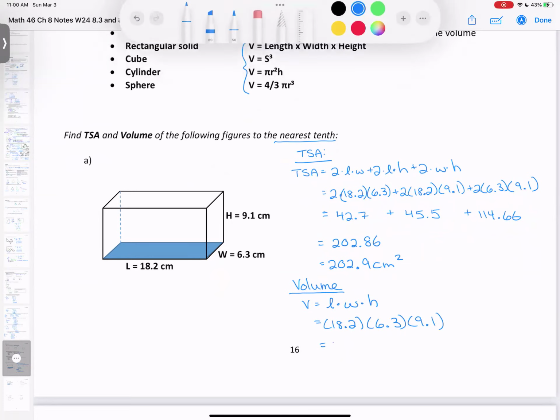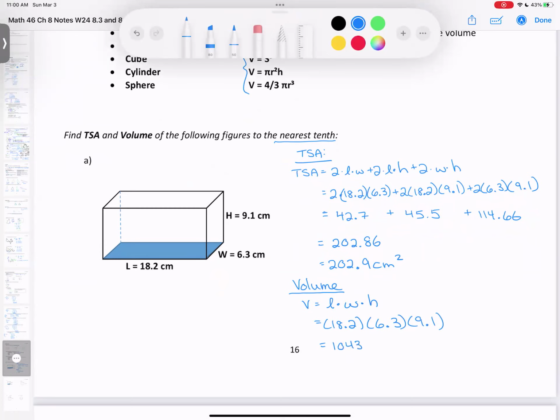So I get 1,043 and 406 thousandths. And we're rounding to the nearest tenth. So that's 1,043.4. And what are our units here? Well, anytime we're dealing with volume, we're going to have centimeters cubed. And that kind of makes sense because we're multiplying length times width times height. So we're multiplying centimeters by centimeters by centimeters, which gives us centimeters cubed.